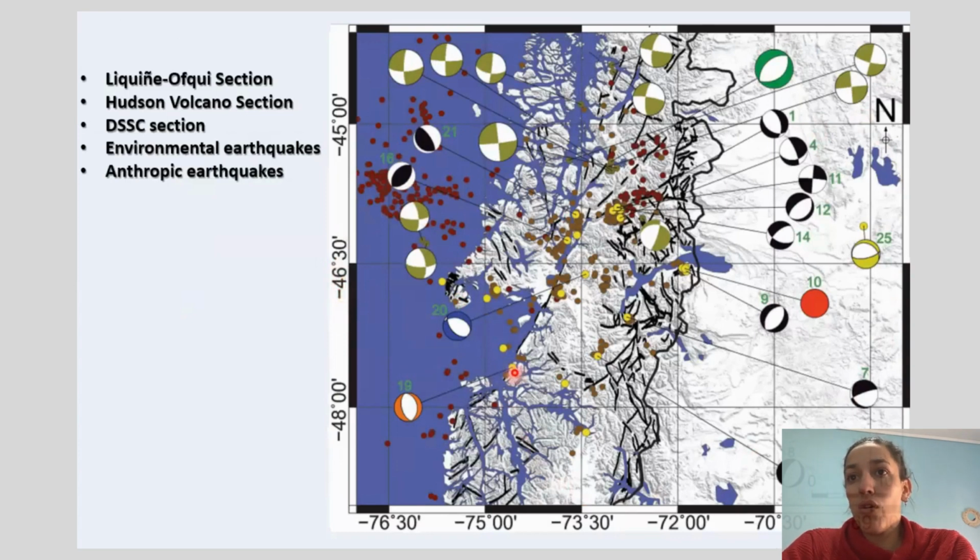With this, it was possible to differentiate 5 groups. We have in this sector the Liquiñe-Ofqui section. These 5 focal mechanisms correspond to the Hudson volcano section. These 2 correspond to the DSSC section. The 3, earthquakes 7, 8, and 9, correspond to the environmental earthquakes, and the anthropic earthquakes are these 2.